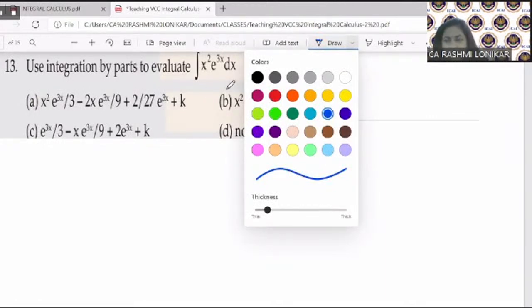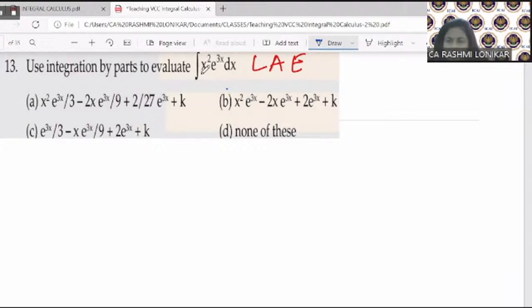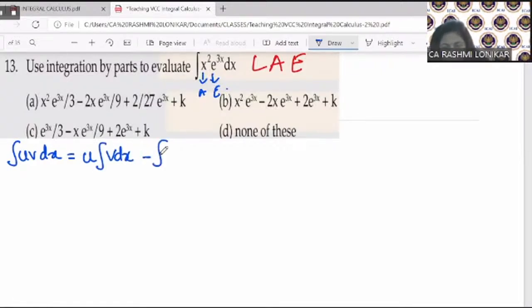Usually they will give you in the order, but if they don't, then you have to see it. So this is my algebraic function and this is my exponential function. Are they in the order? Yes, they are in the order. So what does the rule say? Integral of uv dx is equal to u, that is the first function, into integral of the second function, minus integral of derivative of the first function into integral of the second function, plus c. Well, let us say plus k.